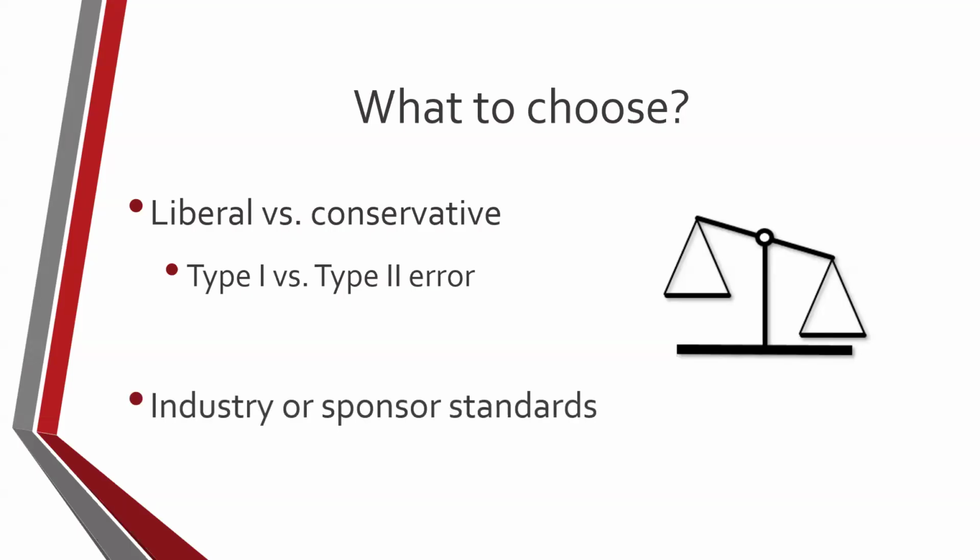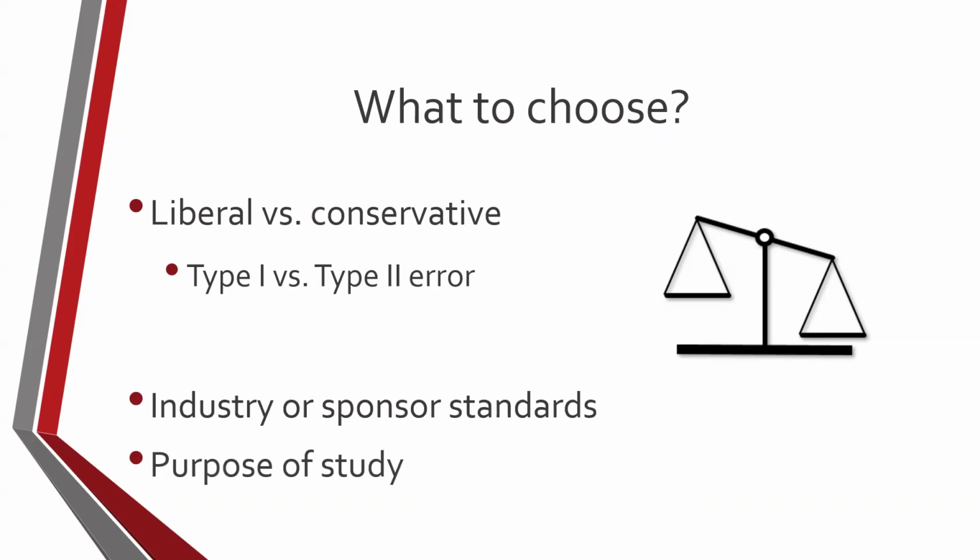Other things to consider on selection: following your industry or discipline standard for the research is a good place to start. If everyone always runs the Student Newman-Keuls in this industry, that might be a good place to start. You might also have your study sponsor. They might specifically request, hey, run this test, this significance level.